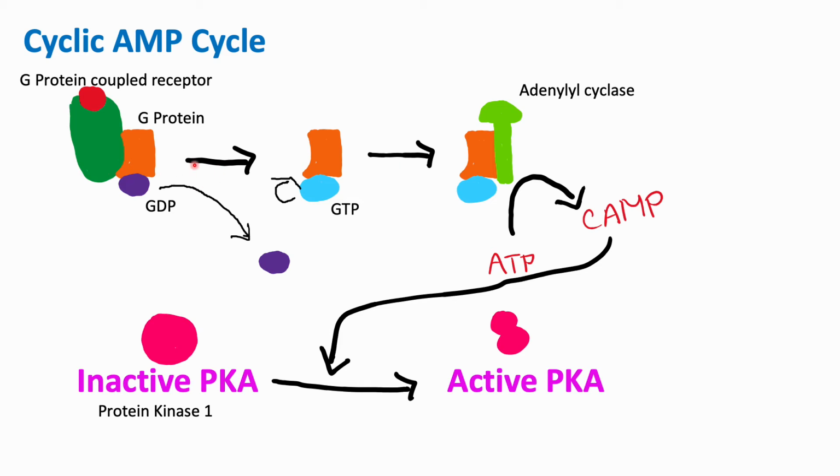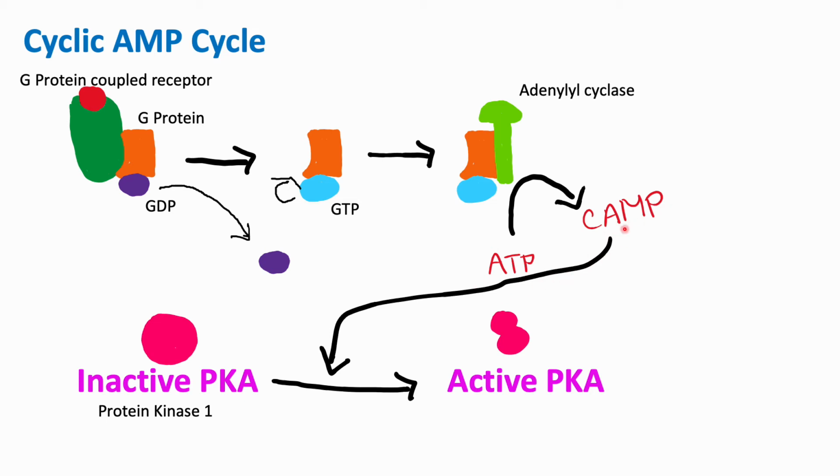So the G protein will be released and it'll move through the plasma membrane and come to another molecule called adenylate cyclase. Adenylate cyclase is also found on our plasma membrane. And when our G protein GTP complex binds to adenylate cyclase, it is able to catalyze the reaction of ATP to cyclic AMP. So we have cyclic AMP.